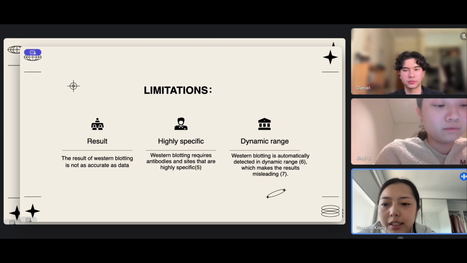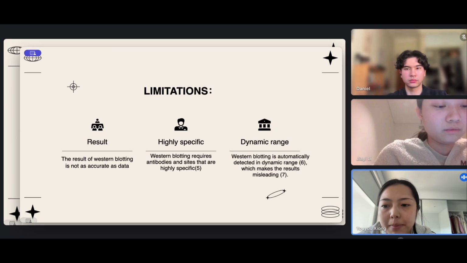Secondly, the principle of the Western blot is to detect proteins through the binding and recognition of antibodies to one or more targets. In this situation, the antibodies should be highly specific. For example, in the detection of phosphorylated IGF-1R and INSR in this article, if the experiment didn't use highly specific antibodies, it can lead to misreading of the phosphorylation. So finally, Western blot has a limited dynamic range, which can make the results misleading.